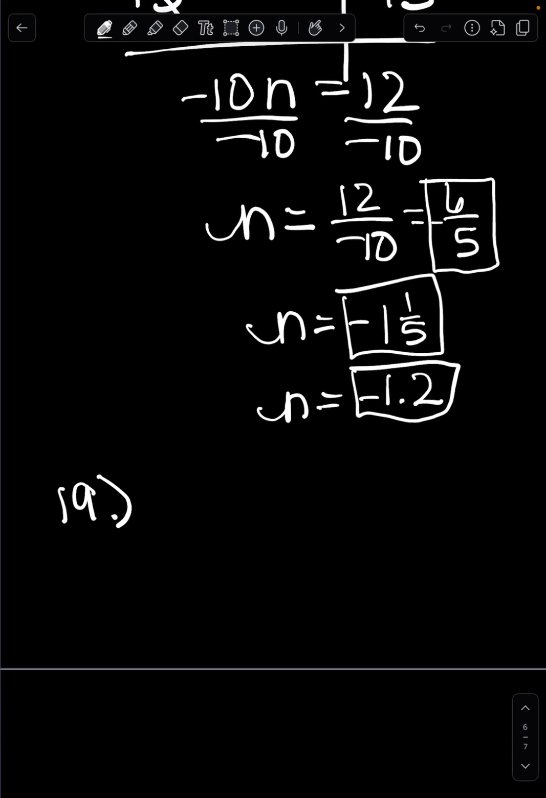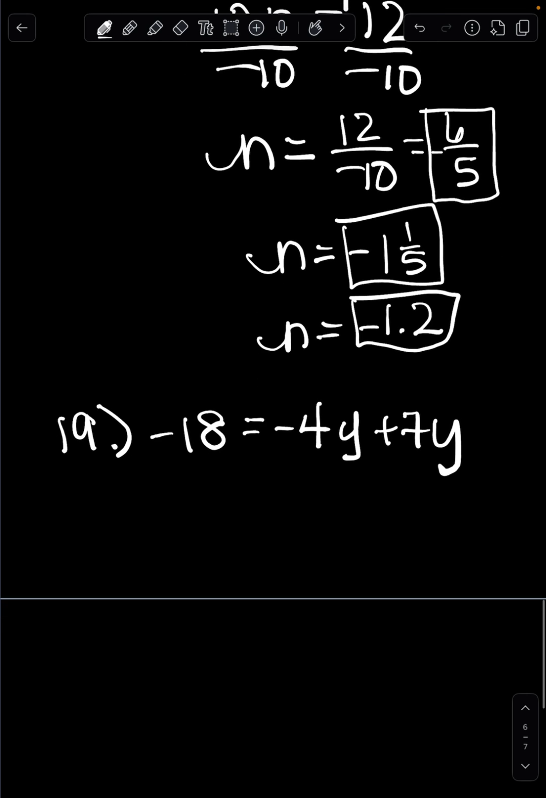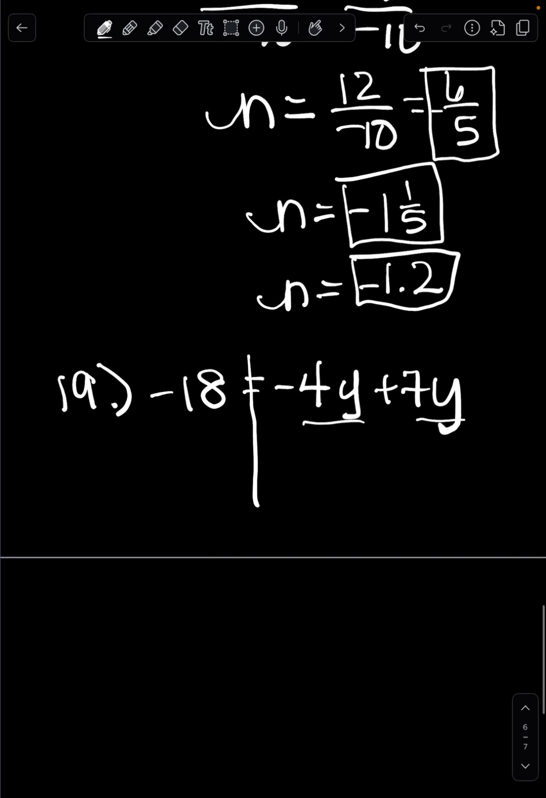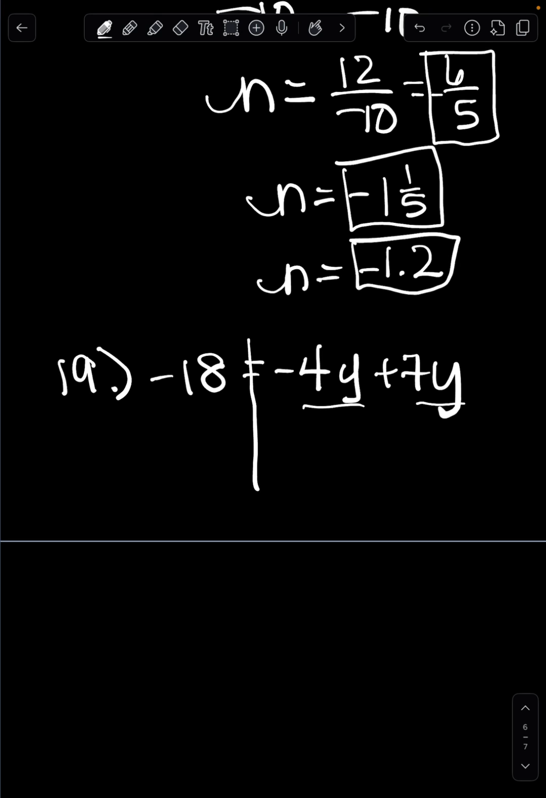Number 19, solve each equation and check your solution. Negative 18 equals negative 4y plus 7y. Here's my equal sign. My y's are on the same side. They're like terms. They're on the same side. So I can just go ahead and clean those up. That'll give me negative 18 equals 3y.